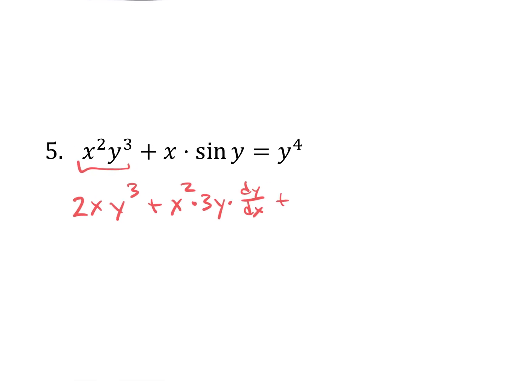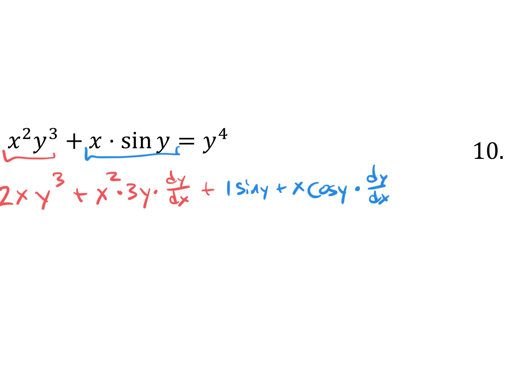Plus, now we got another product rule going on here. So let's go, the derivative of the first is 1 times the second, sine y, plus the first, x, times the derivative of the second. Now the derivative of this is going to be a chain rule. So we have the derivative of sine is cosine. So cosine of y times derivative of the inside is dy dx. Okay. And that leaves us with this right side, and that's going to be 4y to the third.